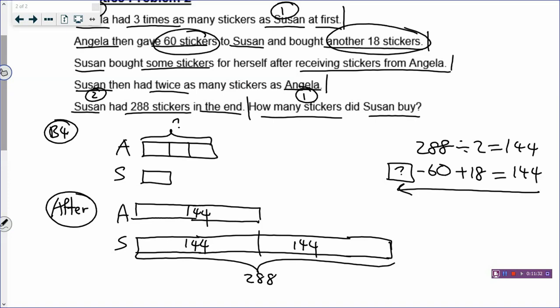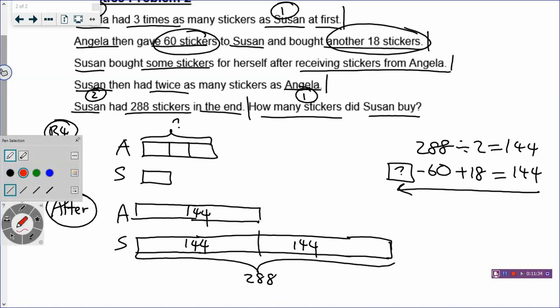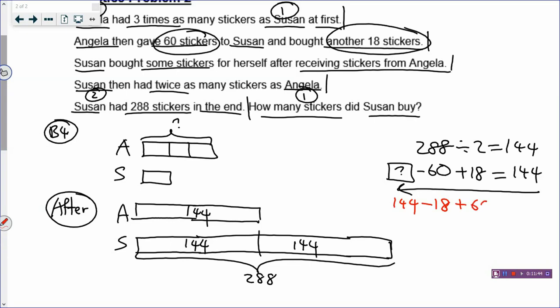Okay, if you are confused, let's write it down. So you start from the answer, 144. You work backwards, minus 18. And then work backwards again, plus 60. So the minus becomes plus, plus becomes minus. And that's how you get how many Angela has at first. So 144 minus 18, and then plus 60. And Angela has 186.